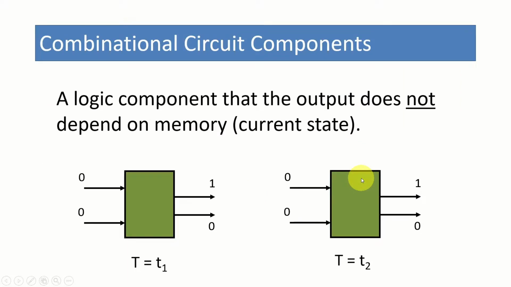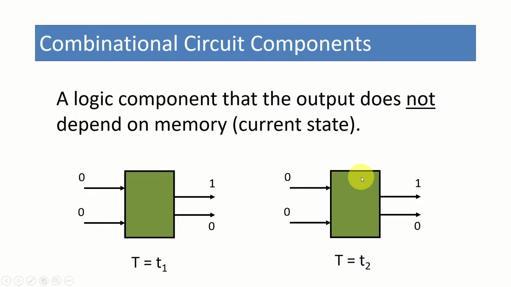So what is a combinational logic circuit component? A combinational logic circuit component is a logic circuit component where the output depends only on the input and it does a well-defined task. It does not depend on the current state or the memory. So whenever we give a specific input combination, the output is always the same.